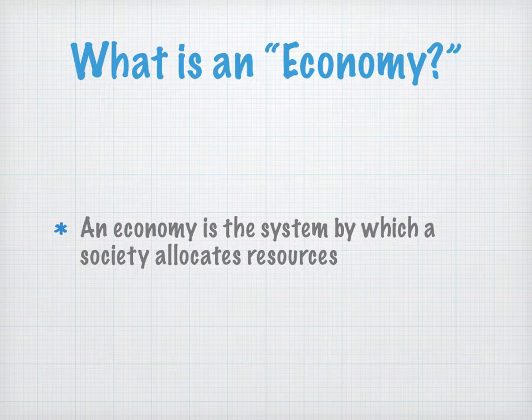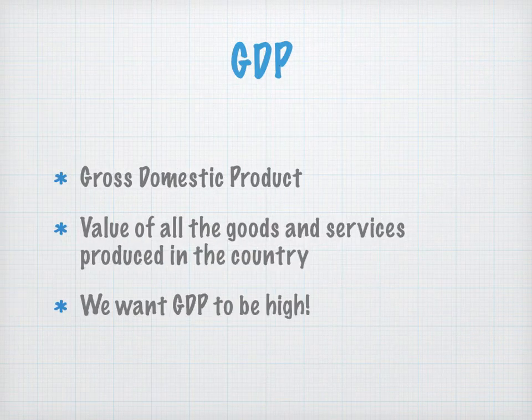Every society has certain resources. These are inputs, and we call them the factors of production. These are things like natural resources, like land, human resources, like labor, people, financial resources. And we take all of these resources or inputs and we transform them into an output. The output that we produce in the United States is called gross domestic product. GDP is the value of all of the goods and the services that are produced in the country.